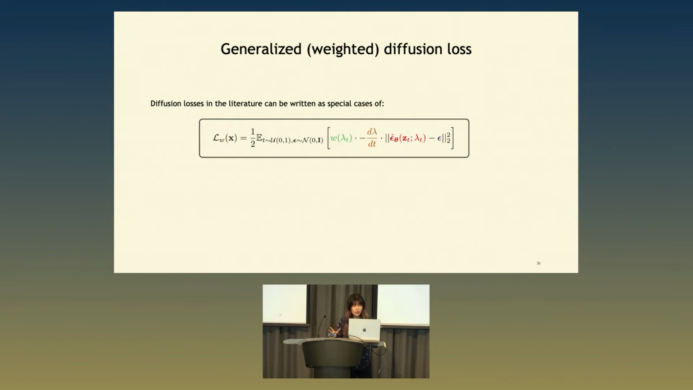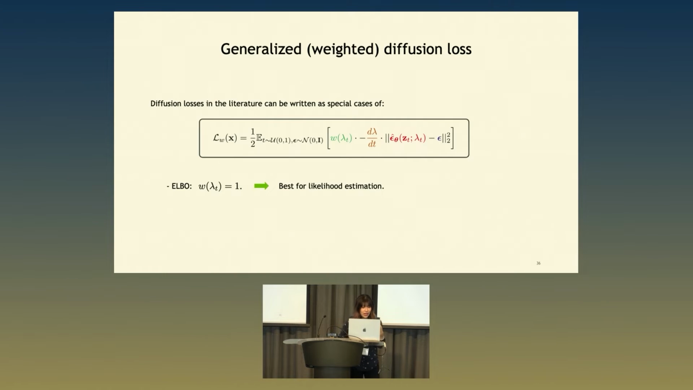So we can summarize all the existing training objectives in the literature by the following weighted loss, where we keep the ELBO formulation and we add a weighting term in front of it, which is in this green color. And this W can be either a function of lambda or a function of T, because there is a bijection between lambda and T.